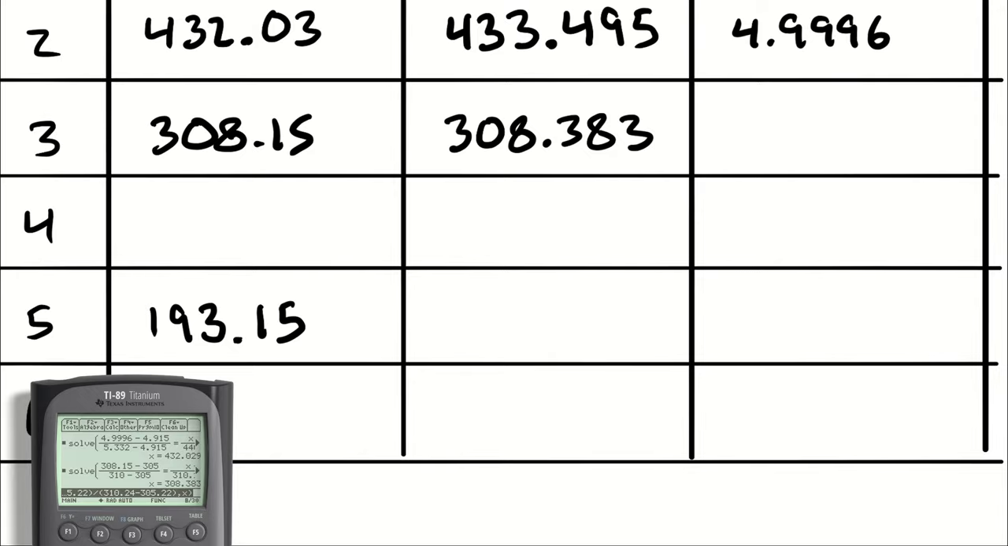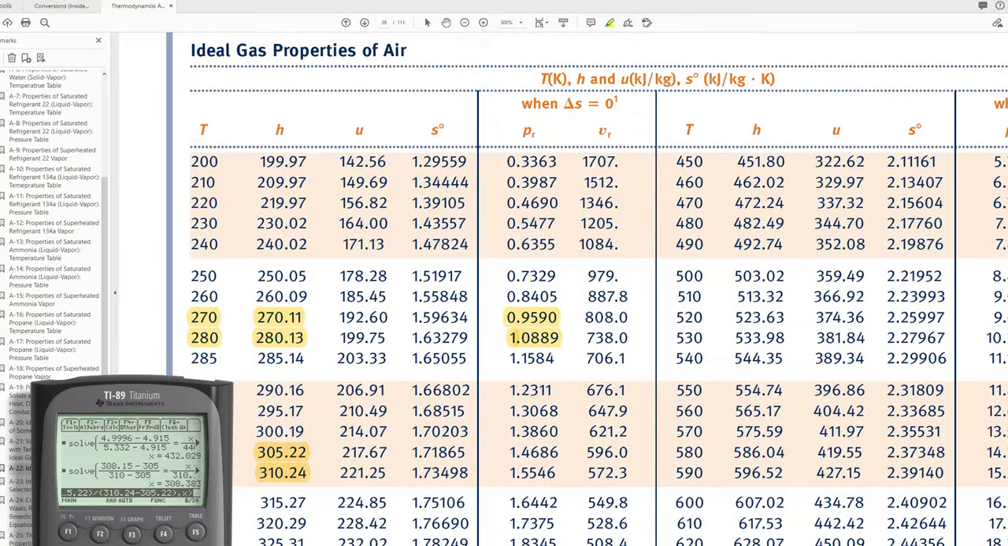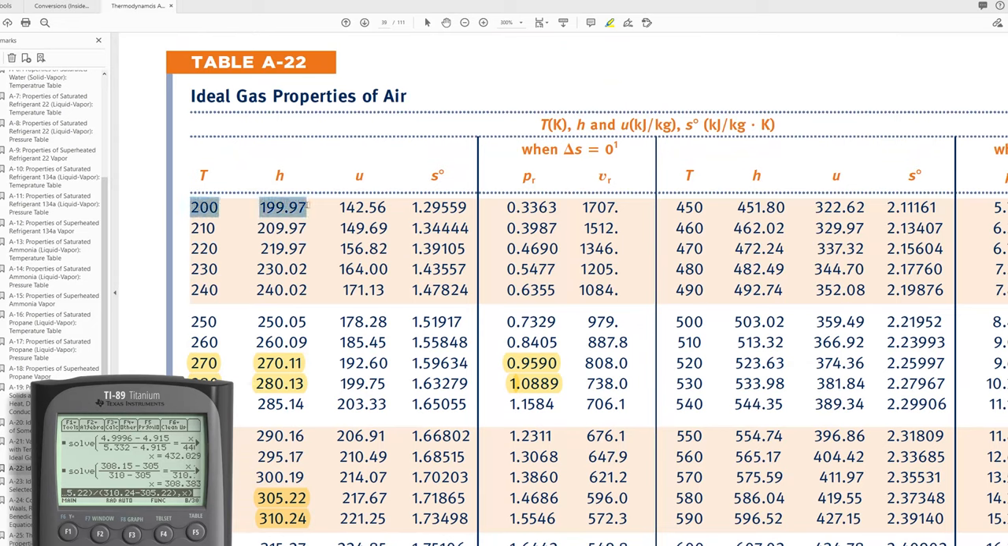So 193.15 occurs between 200 and 210. I know what you're thinking. You're thinking, John, no, it doesn't. Well, remember that our extrapolation, which is what we have to do here because we're off the table, is set up using the same methodology as our interpolation. So I'm going to be extrapolating from the difference between 200 and 210 to what it will be at 193.15.